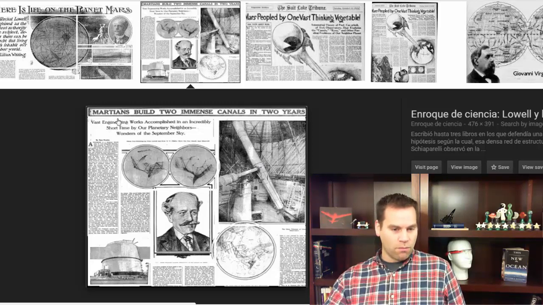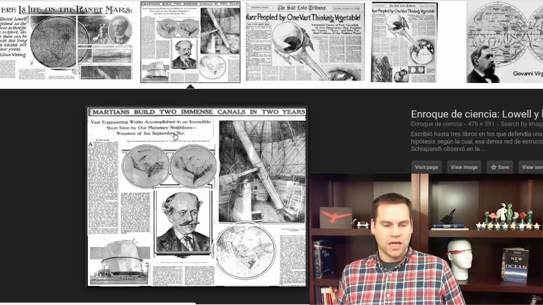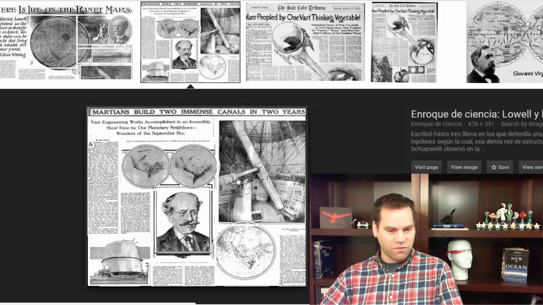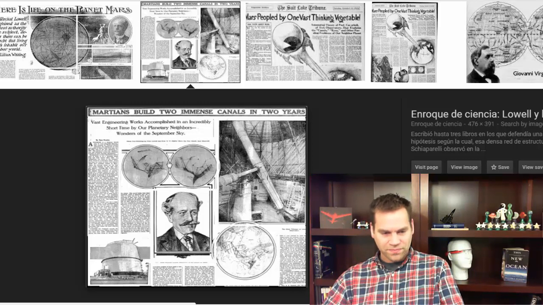And then check this out. Martians build 2 immense canals in 2 years. Another newspaper clipping. Vast engineering works accomplished in an incredibly short time by our planetary neighbors. Wonders of the September sky. So you see a new canal. And look at these before and after drawings, right? You have a drawing on the left, a drawing on the right, and there's new canals.